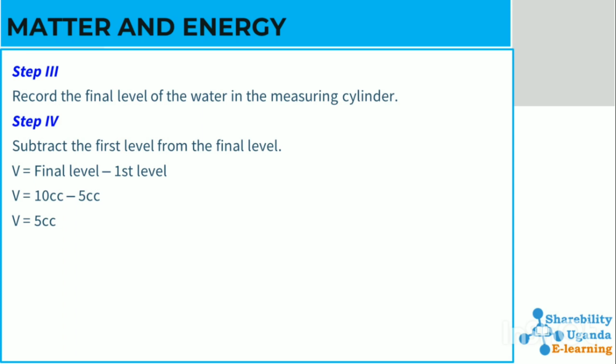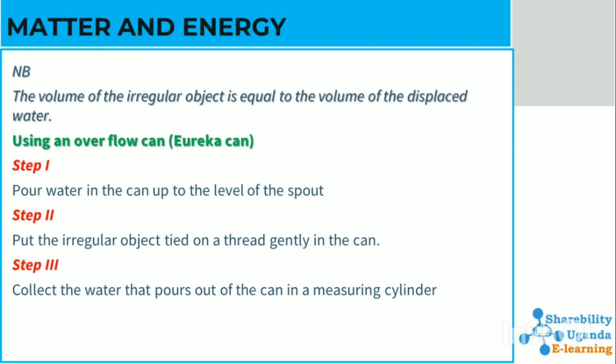Step 4, subtract the first volume from the final volume, as in the first volume that we got after pouring water and then adding the irregular object. Remember, water will overflow and we record that in the final volume. The volume that we get, or the difference, is the volume of the irregular object. Remember, in cubic centimeters.